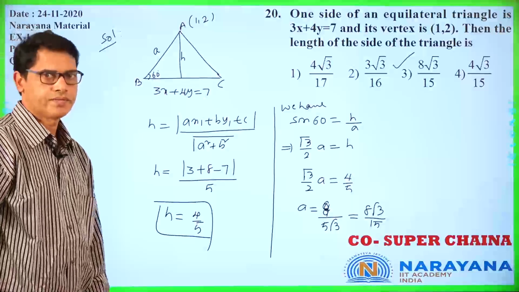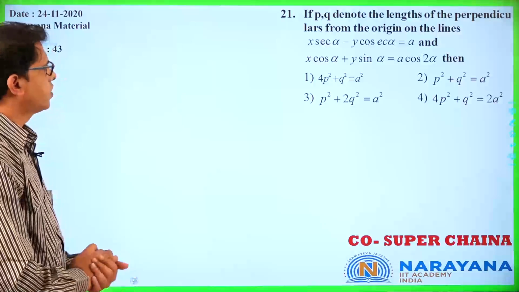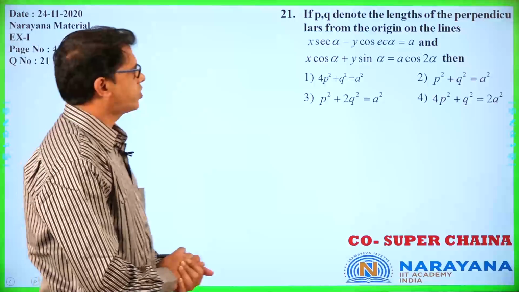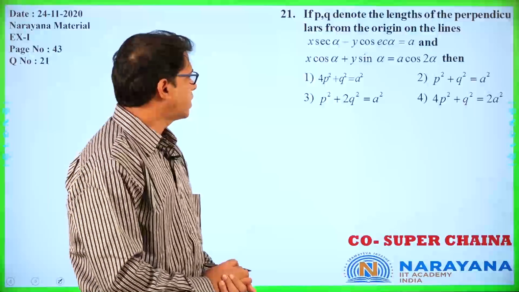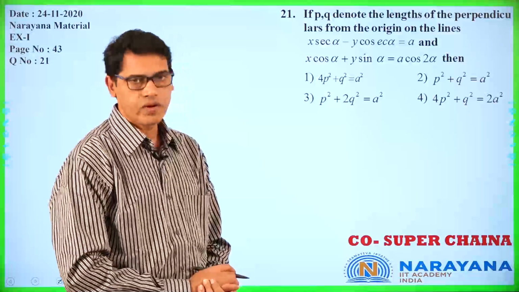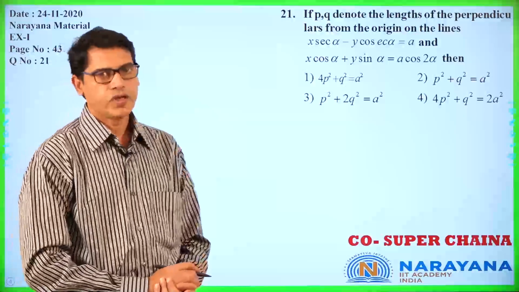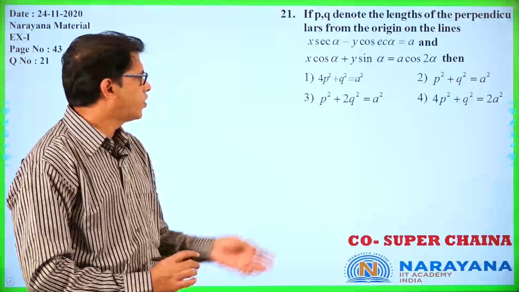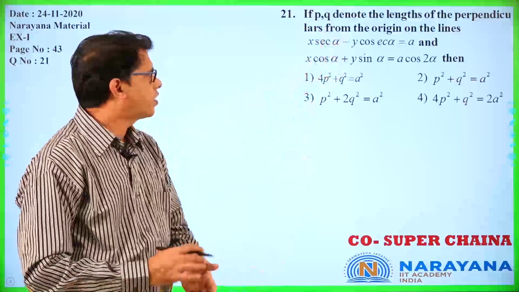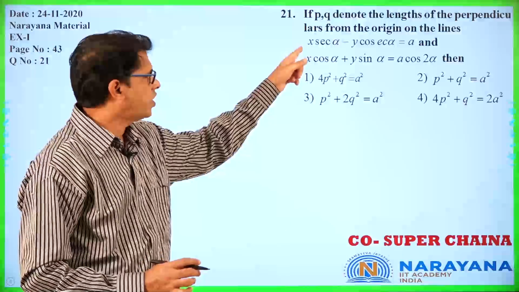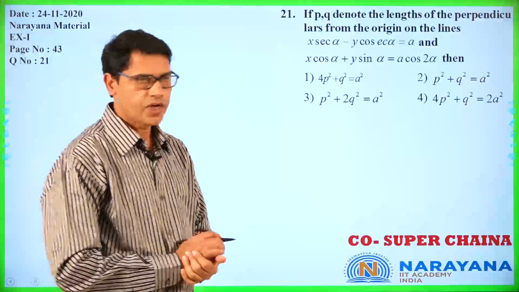Next. Here P and Q denote the lengths of the perpendiculars from the origin on the lines x secant alpha minus y cosecant alpha equals a, and the second one is x cos alpha plus y sin alpha equals a cos 2 alpha. Then we need to verify the conditions. So here P and Q are the perpendicular distances from the origin, to the first line P, to the second line Q. So let us find the values of P and Q first.